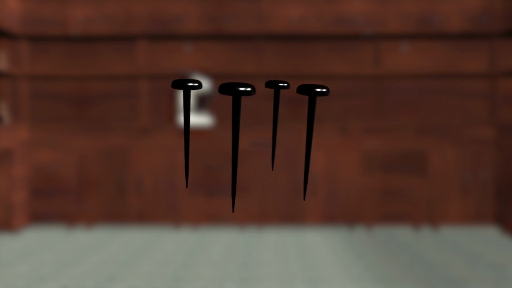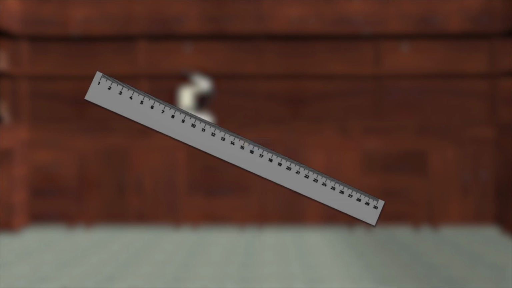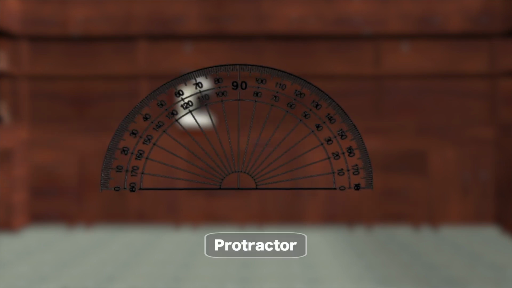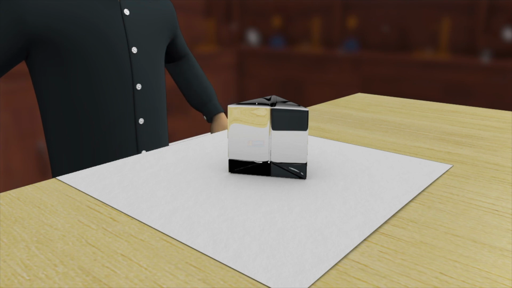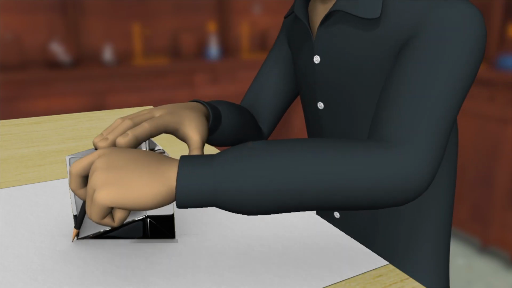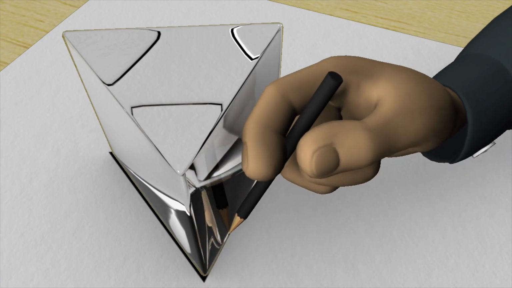Materials required: a prism, white chart, pencil, all pins, scale, and a protractor. Procedure: take an equilateral triangular prism and place it on the white chart in such a way that the triangle base of this prism is on the chart. Draw a line around the base of the prism using a pencil.